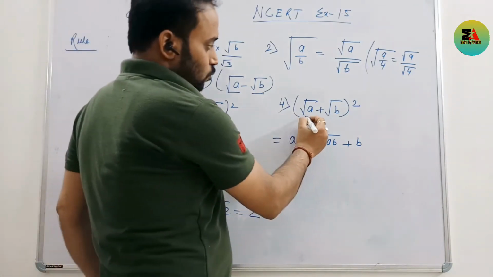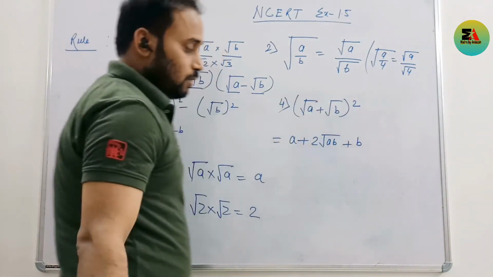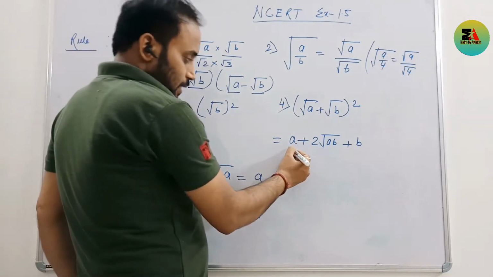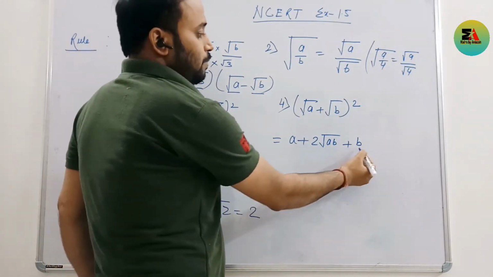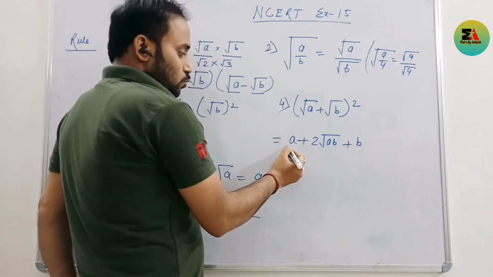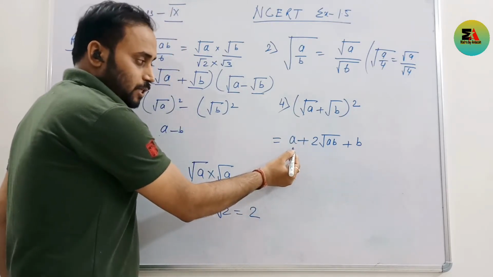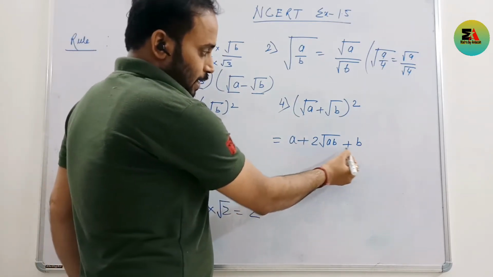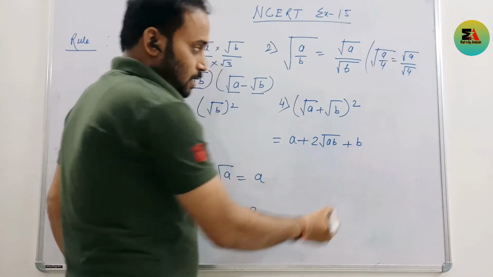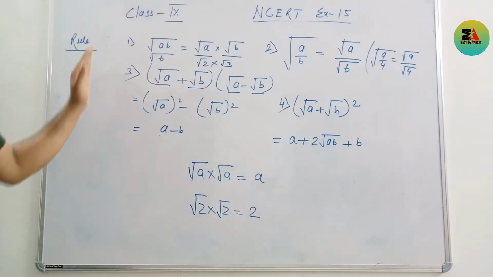Now the fourth one is root under A plus root under B, whole square. We have to express it. This is A square, 2AB, B square. Root A square means root A into root A, it becomes A. This is 2AB and this is B. I hope this rule is clear to you.